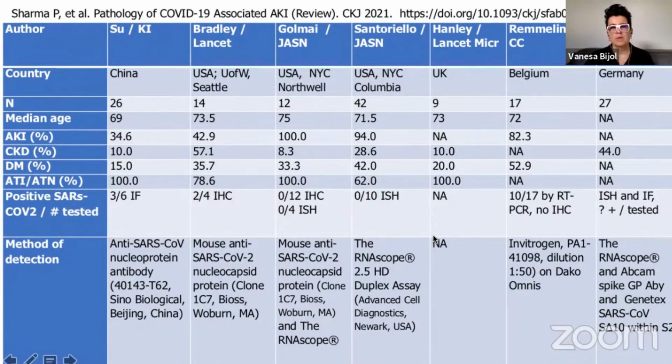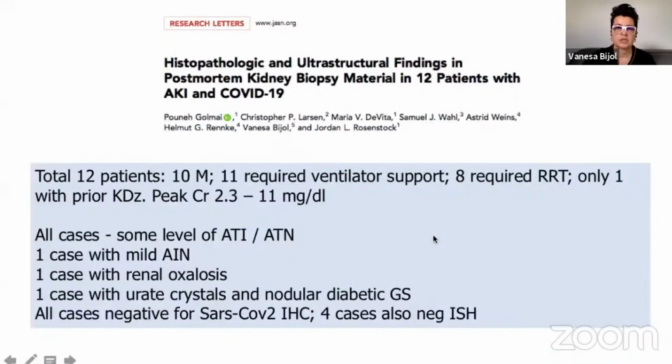And I think some people were using different techniques: immunofluorescence, in situ hybridization, immunohistochemistry. Even within the same technique, different antibodies were used, different protocols, and also different thresholds for calling something, let's say, weakly positive versus negative. And therefore, we had a lot of controversies related to the presence of direct viral infection in the kidney in the past year. I will start by showing our study that we published at our institution.